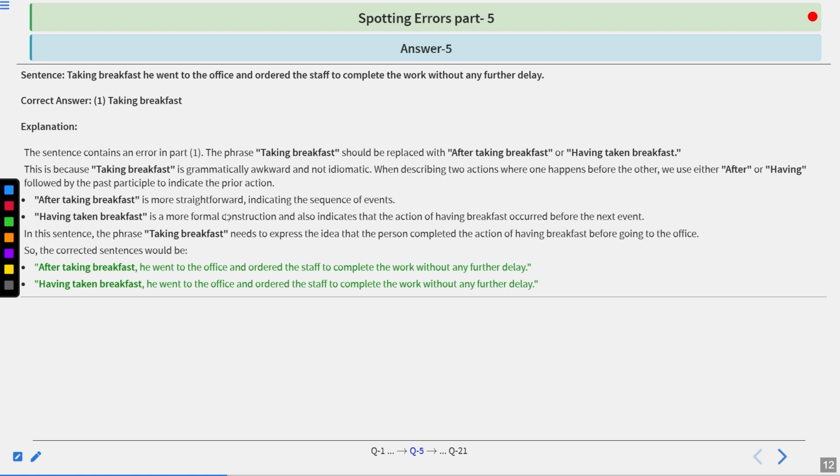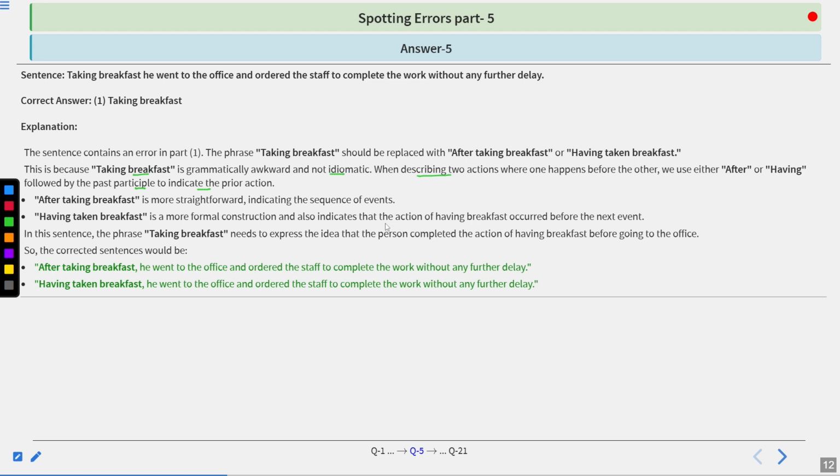This is because taking breakfast is grammatically awkward and not idiomatic. When describing two actions where one happens before the other, we use either after or having followed by the past participle, which means V3, to indicate the prior action. After taking breakfast is more straightforward, indicating the sequence of events, whereas having taken breakfast is a more formal construction and also indicates that the action of having breakfast occurred before the next event.